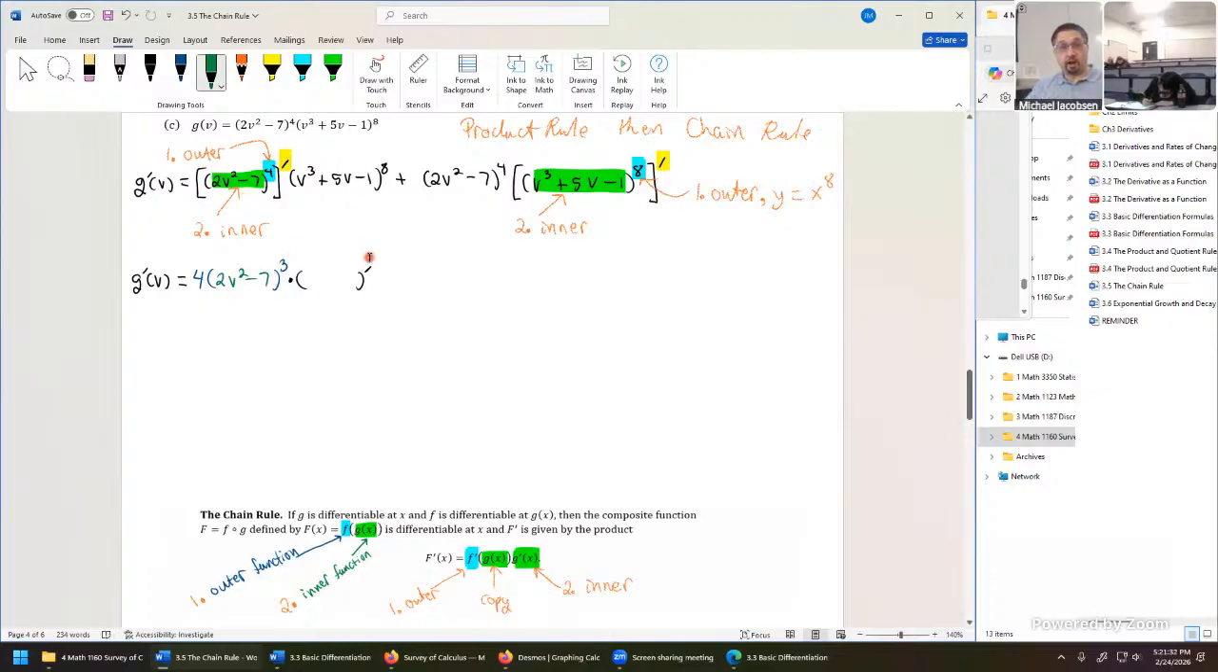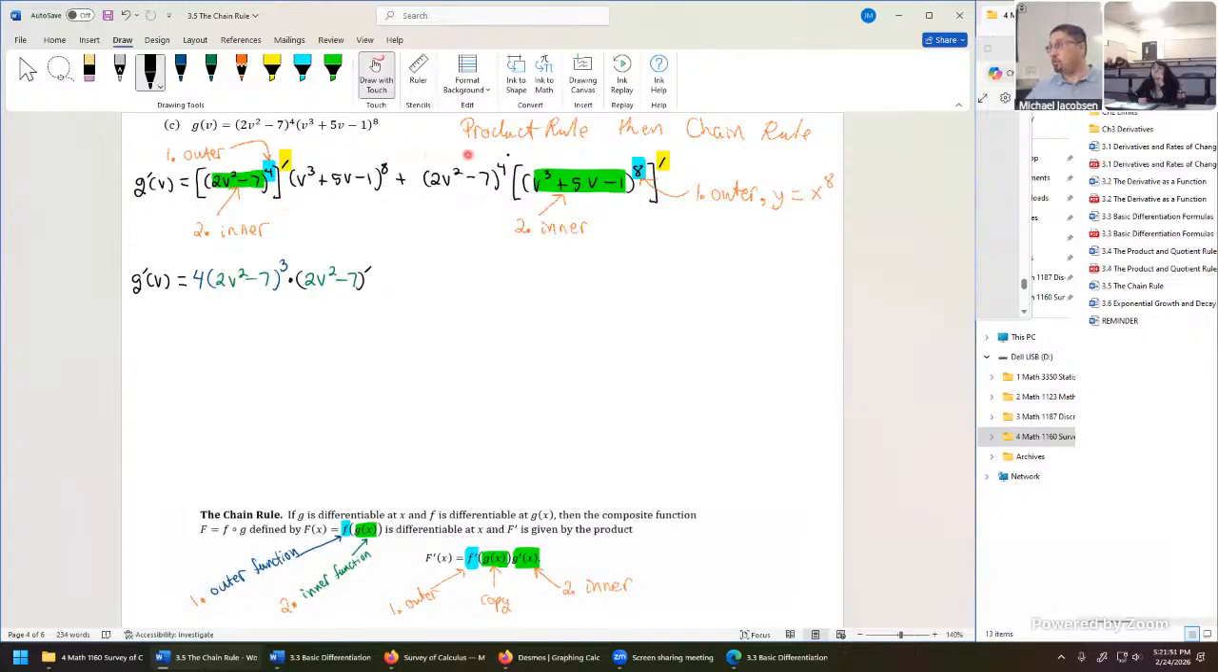You copy it here, but also differentiate. Either at this step, if you feel fluent in the chain rule, you might have just put a 4v here. But to break it down in stages like before, I'll copy it in and differentiate on the next line. 2v squared minus 7. So that was this derivative.